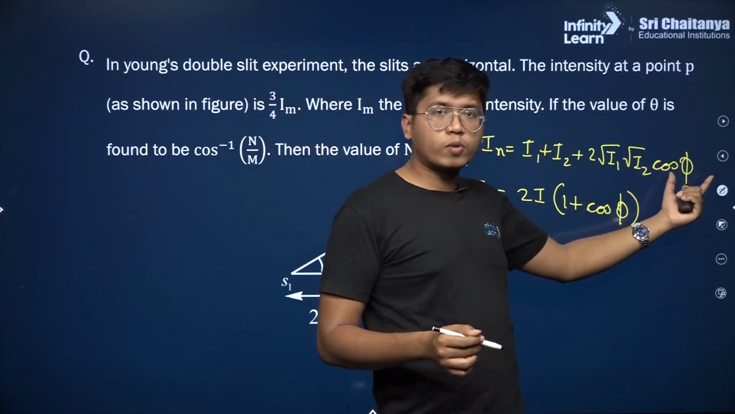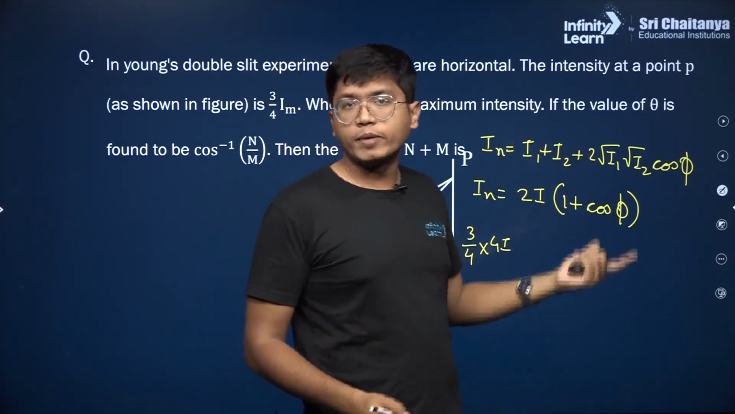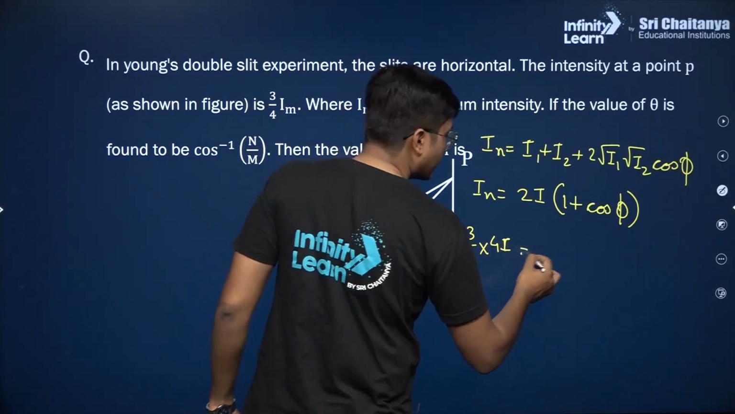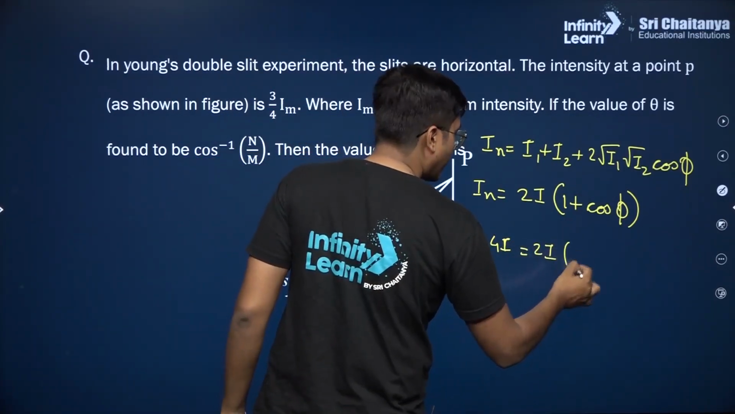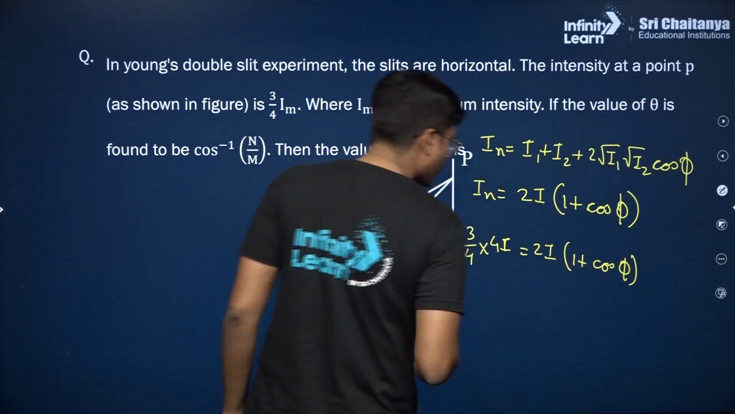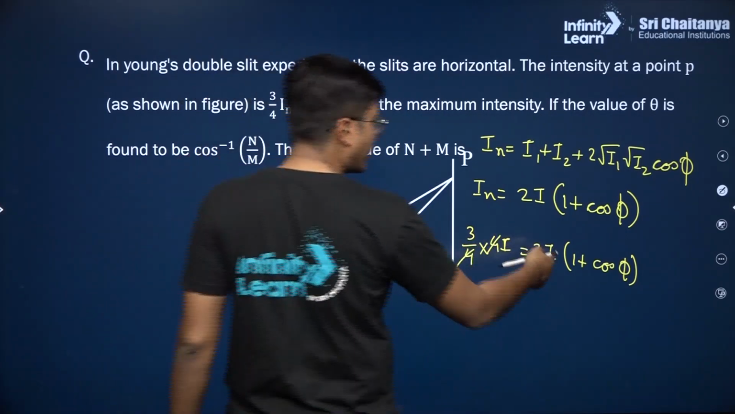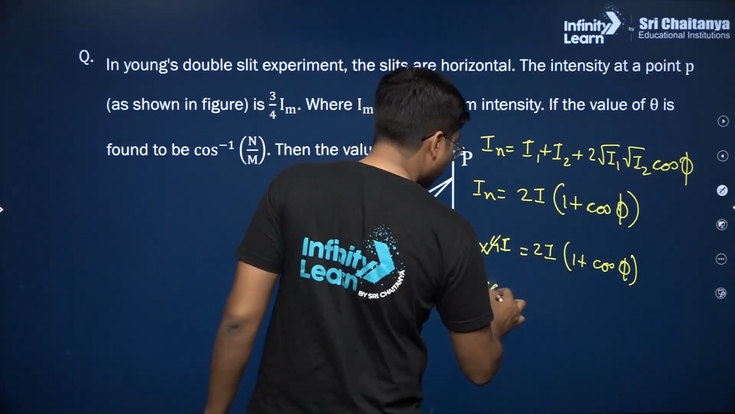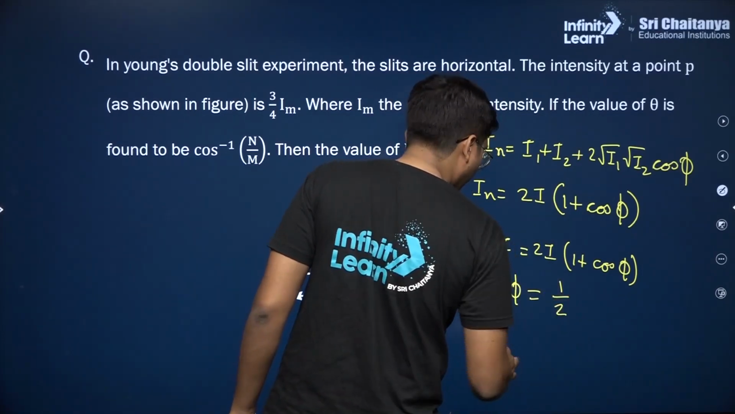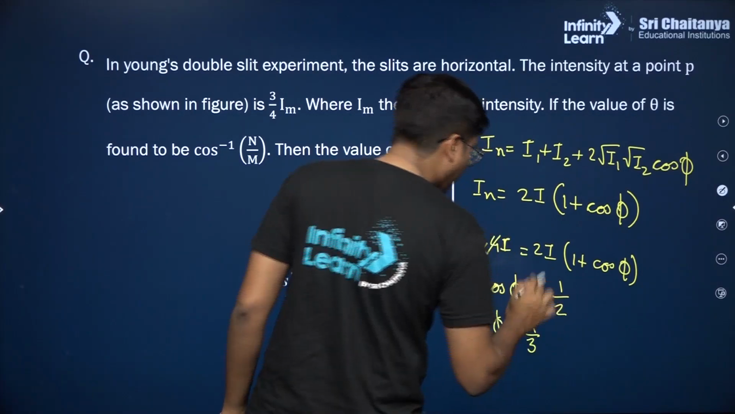When this becomes equal to 1, where this will give you 2I, the maximum Im would be 4I. So we directly put the relation for the maximum here, that is equal to 2I into 1 plus cos of phi. Few things can cancel out. You have 3I, you have 2I out here, so your cos phi would be equal to half. So your phi value would be equal to pi by 3.